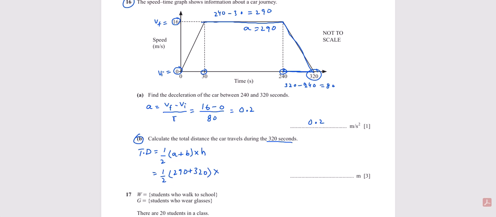Multiply with height. Height is this one, 16. Calculate these values. We get 4240. So the final answer is 4240 meter.